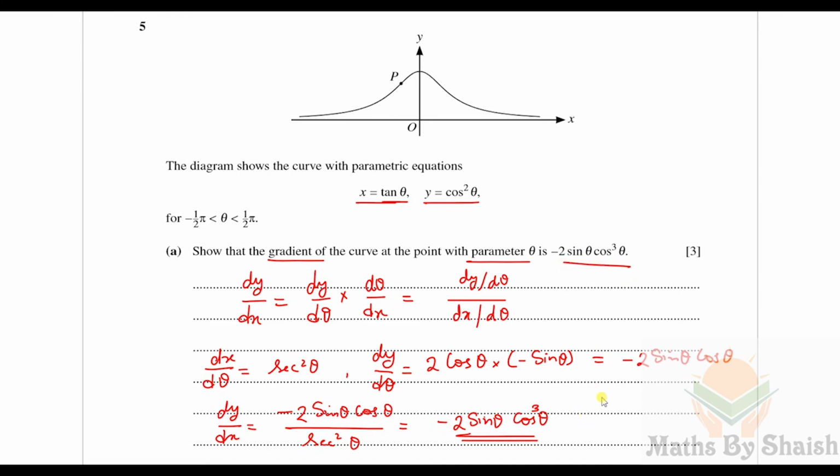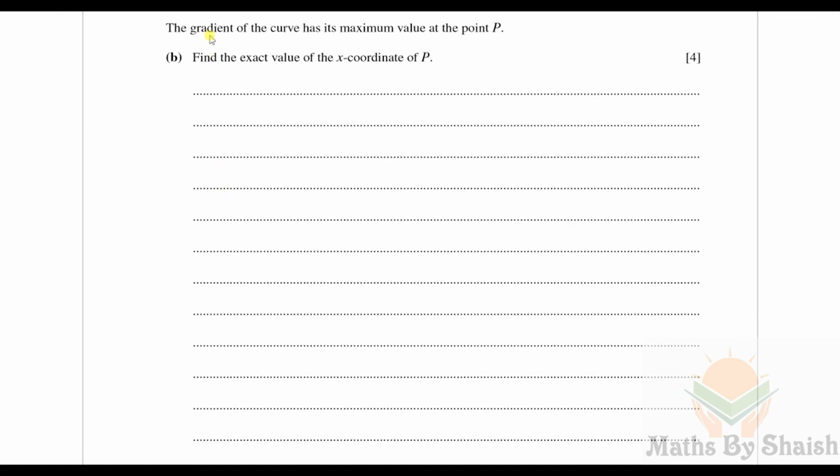Now let's do the B part. The gradient of the curve has its maximum value at the point P. So the curve does not have the maximum point at P, the gradient of the curve has its maximum point at P. So we can take this as another function. Let's take it as f of theta, because it's a function in theta. So the gradient function we can take as minus 2 times sin theta and cos cube theta, which is given in the previous part.